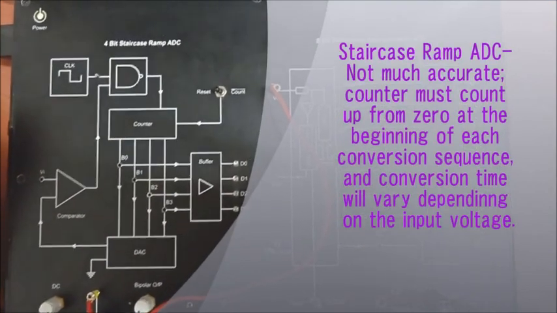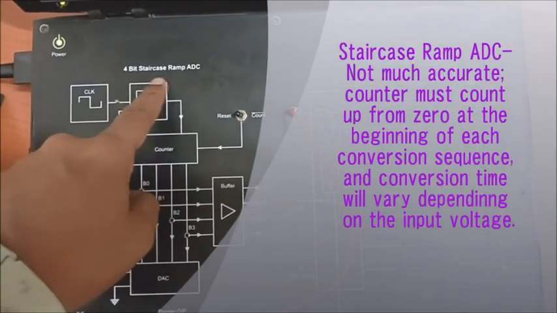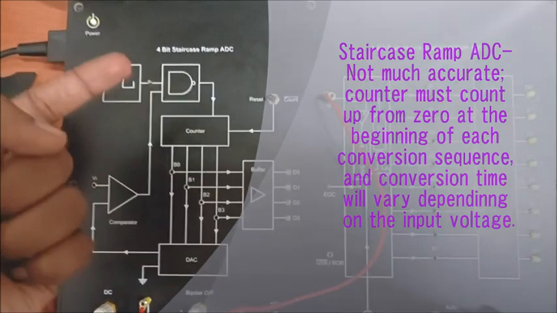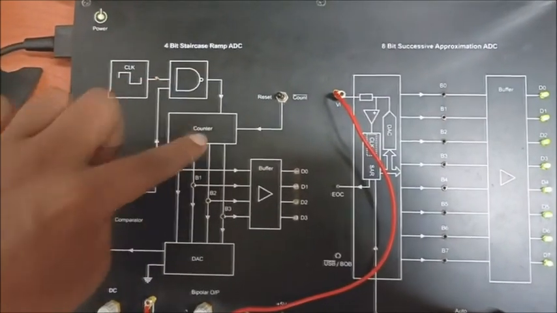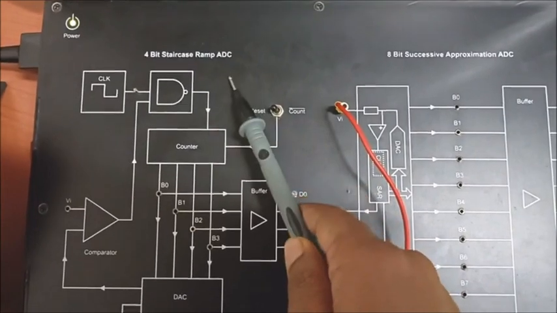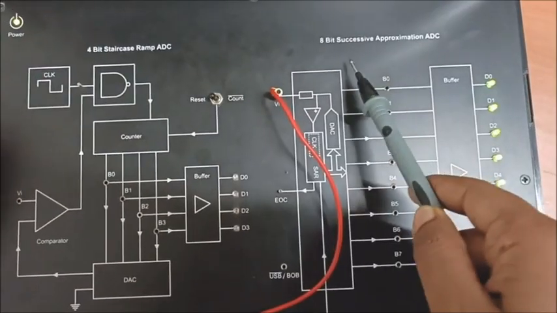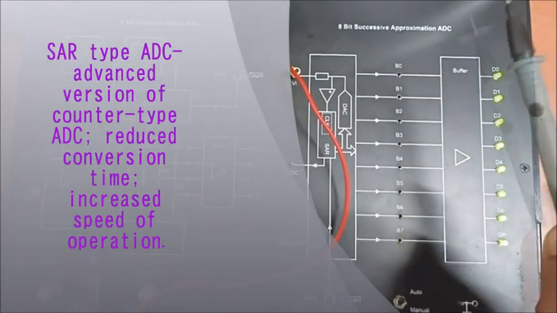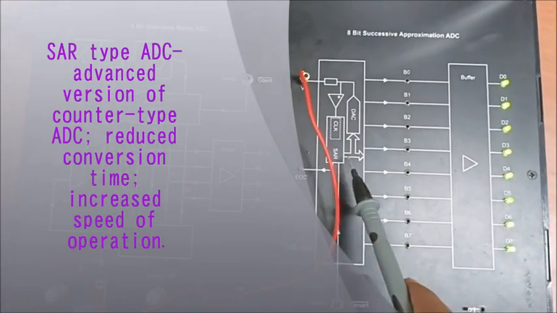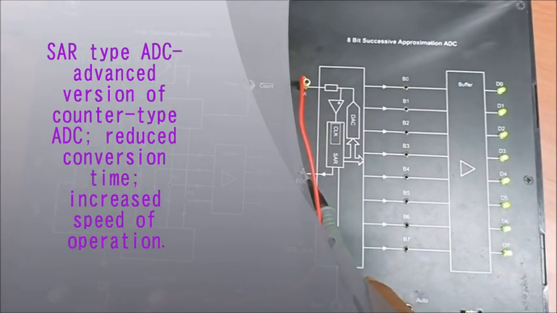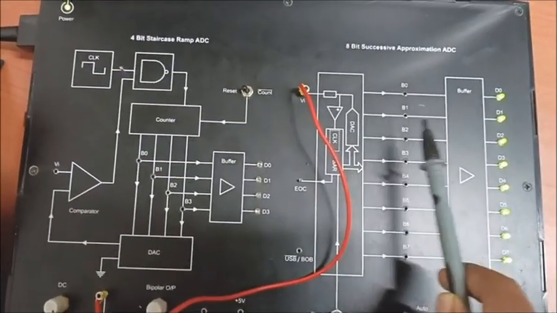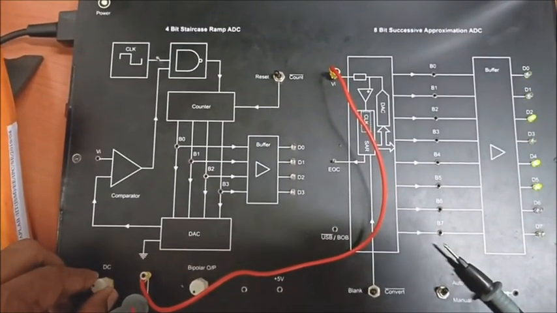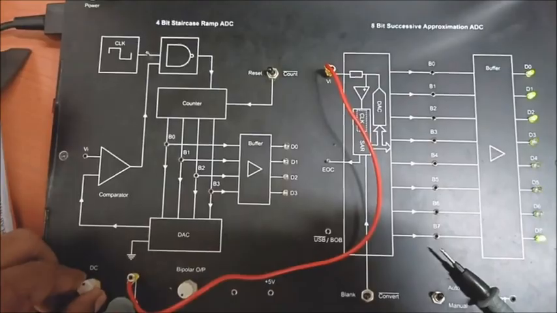So if you can see, there is a major drawback in the case of 4-bit staircase ramp ADC. Like this counter in the circuit has to reset in every conversion sequence, means it is slow. Means this 4-bit staircase ramp type ADC is slow in comparison with this 8-bit SAR type ADC. Here there is no concept of counter. One SAR is there, one successive approximation register is there, and the conversion takes place just sequentially. You can see whenever I am increasing, sequentially the output sequences increase.